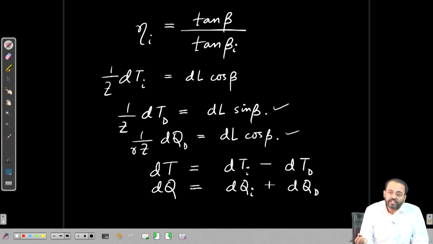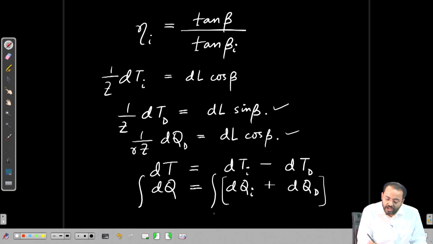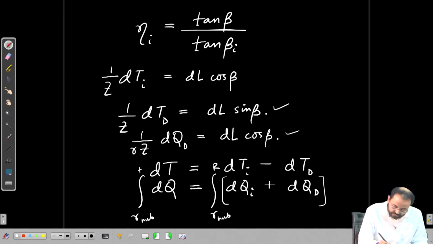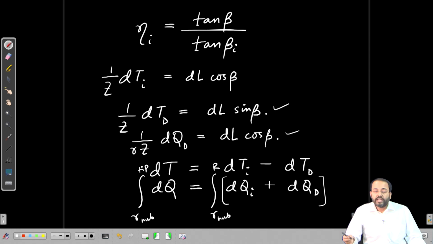Now, for either thrust or torque, if we want to calculate the total propeller thrust or torque, we can, as before, integrate these values. For example, if I show for the torque, we can integrate these values from the hub to the tip. Okay, to get the total propeller thrust and torque using circulation theory.